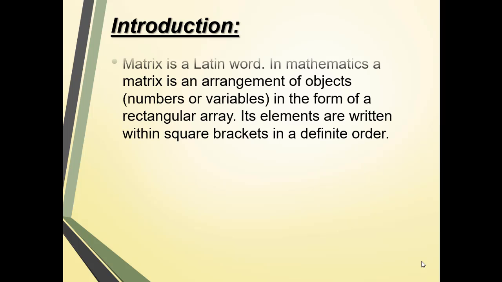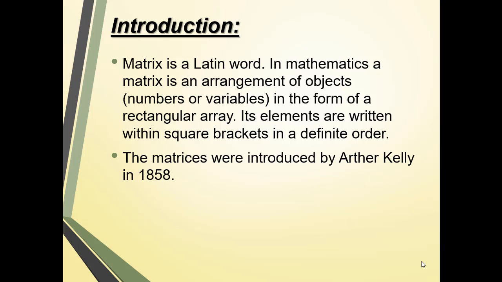Introduction. Matrix is a Latin word. In mathematics, a matrix is an arrangement of objects, that is numbers or variables, in the form of a rectangular array. Its elements are written within square brackets in a definite order. The matrices were introduced by Arthur Cayley in 1858.